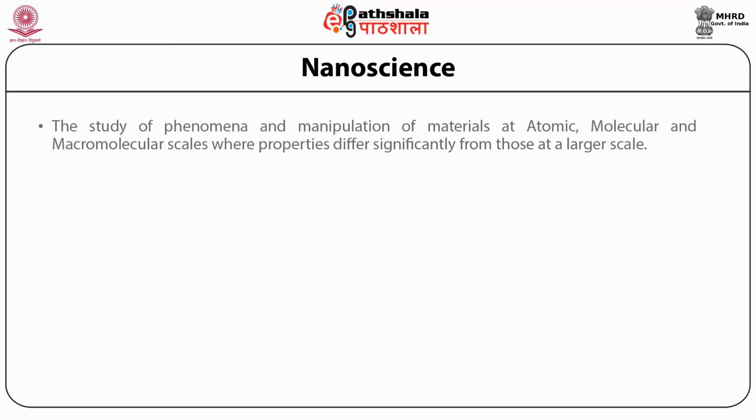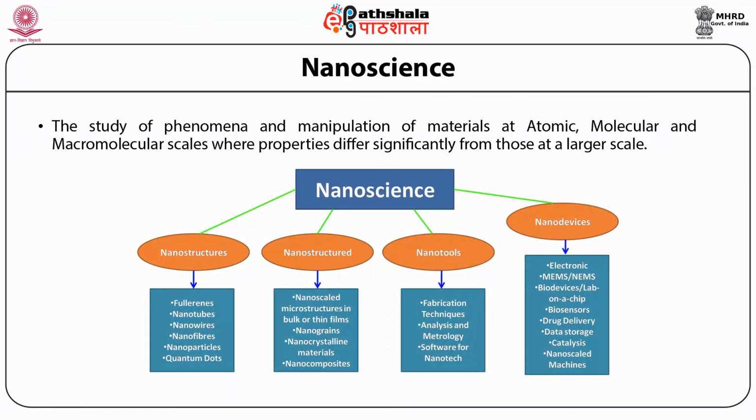Nanoscience. Nanoscience is the study of processes and manipulation of materials at atomic or molecular scale such that the properties vary considerably from those at larger scales, that is, bulk materials. So, nanoscience can be classified into four categories. That is, in order to fabricate the nanostructures, nanostructured, nanotools, and finally, we can fabricate nano devices.